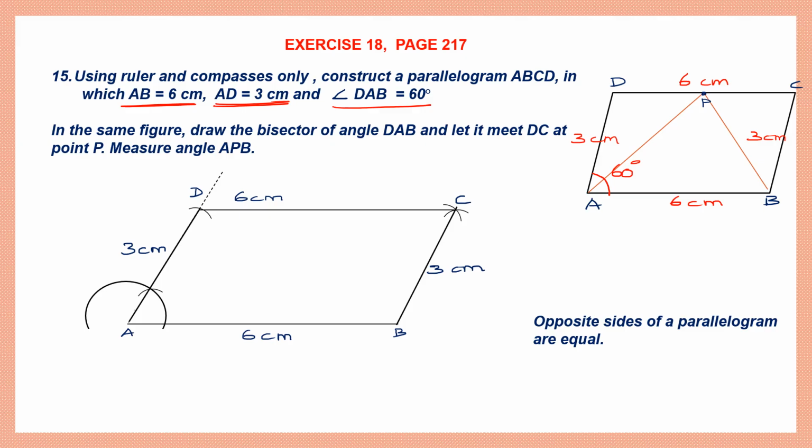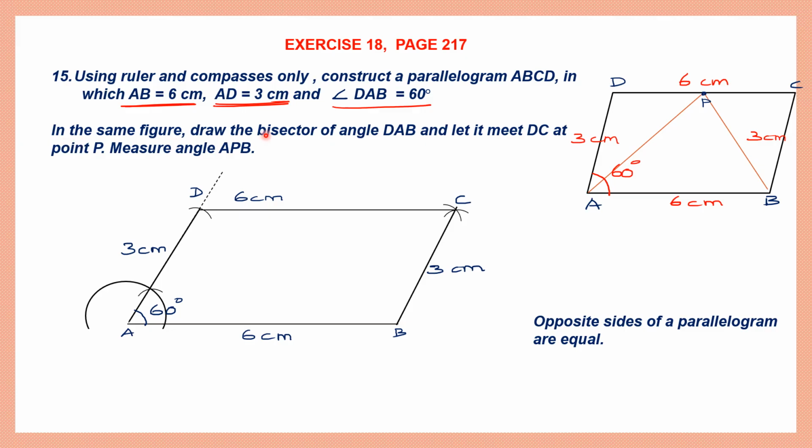Let's write everything. So this is 60 degrees. So we have a parallelogram ABCD. That's a parallelogram and everything has been marked on it. We have 6 centimeters, we have 3 centimeters and the 60 degrees. Now let's go to the next part.